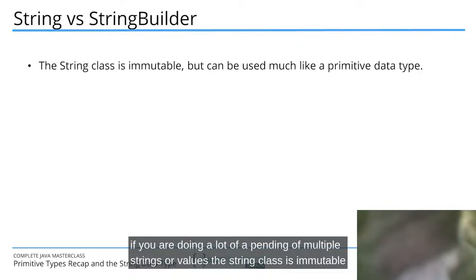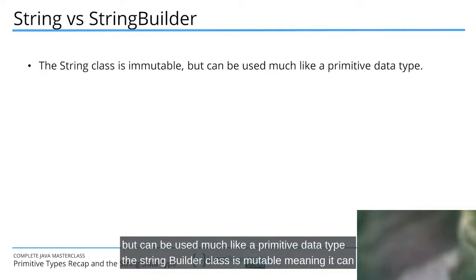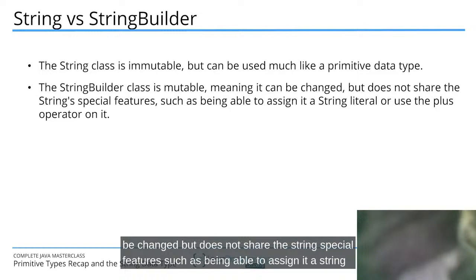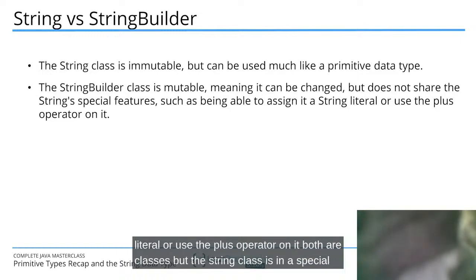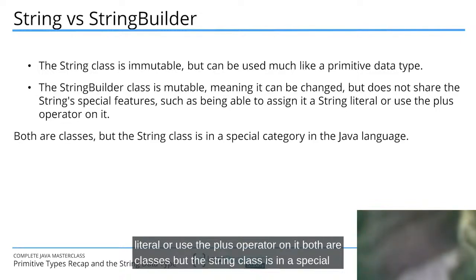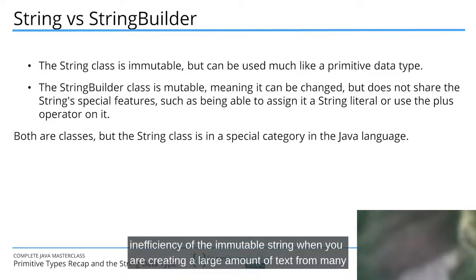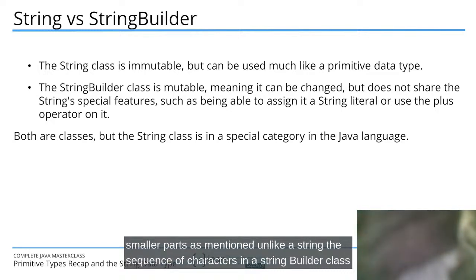The string class is immutable but can be used much like a primitive data type. The string builder class is mutable, meaning it can be changed but does not share the string's special features, such as being able to assign it a string literal or use the plus operator on it. Both are classes, but the string class is in a special category in the Java language. Java provides the string builder class in its library to address the inefficiency of the immutable string when you are creating a large amount of text from many smaller parts.